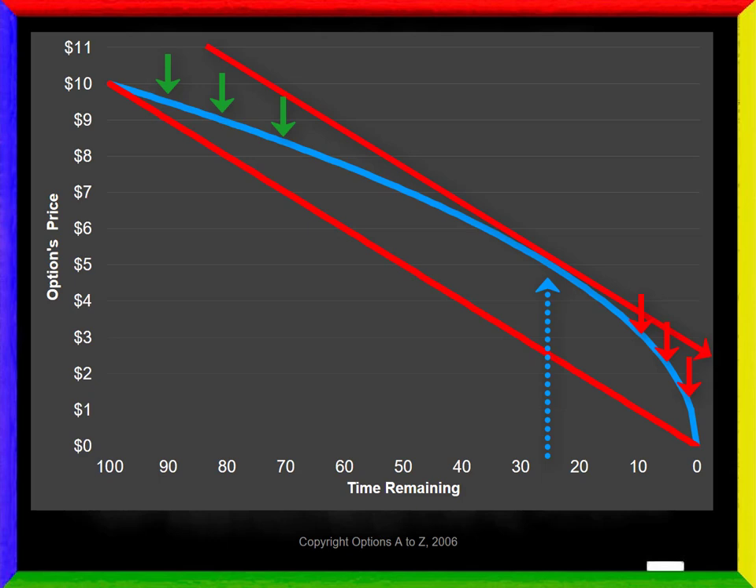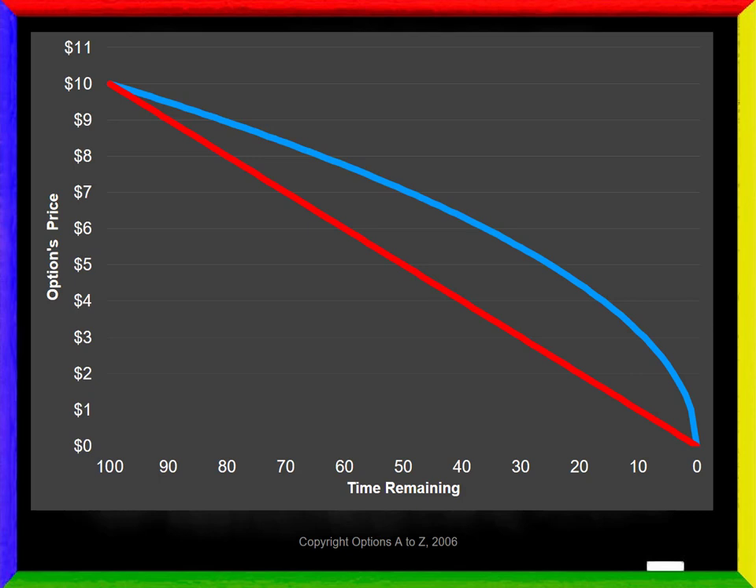But time is relative. If you buy a one-year option, you'll start noticing this sharper rate of decay when 25% of the time remains, or 90 days till expiration. If you started with a two-year option, your slope will become greater when 25% of the time remains, or 180 days until expiration. Let's go back to our square root formula and check the numbers.